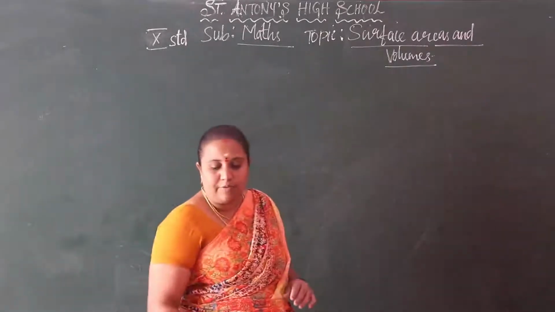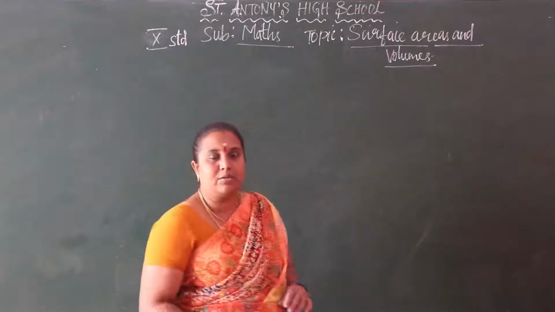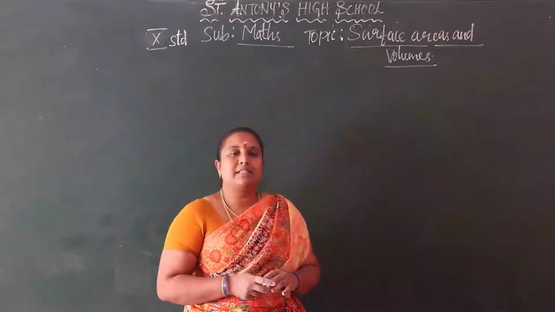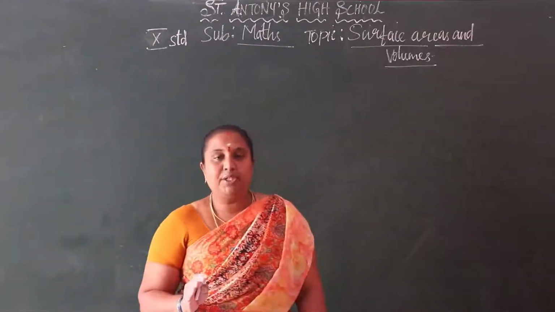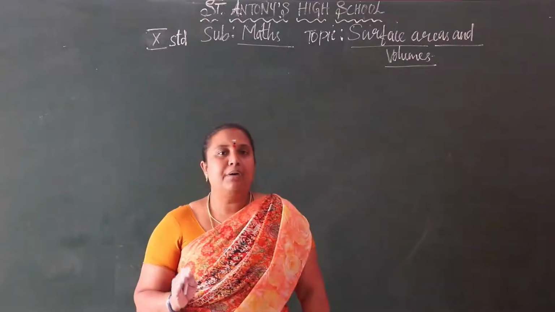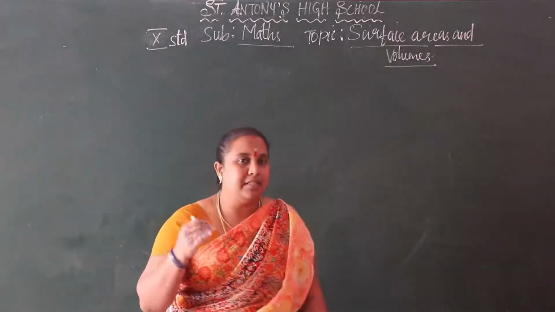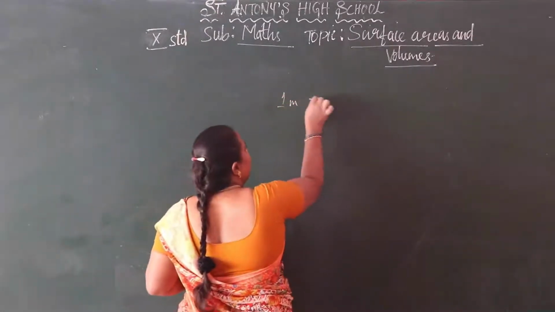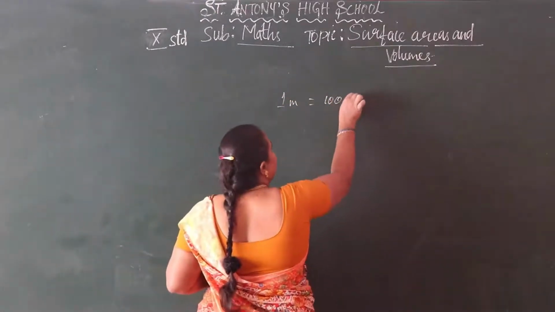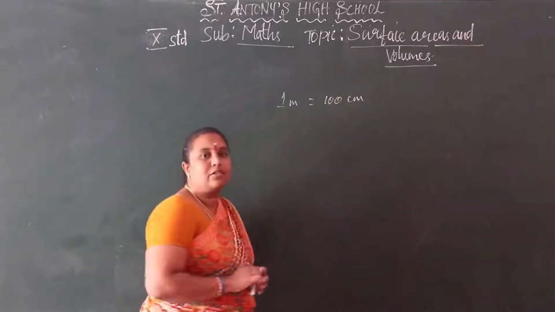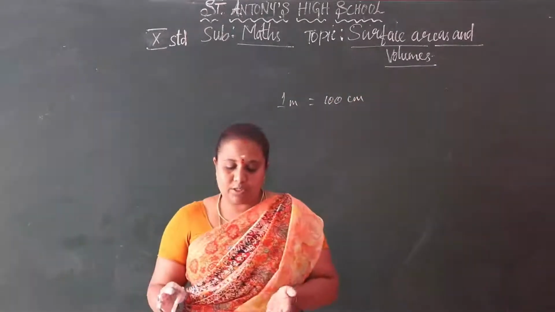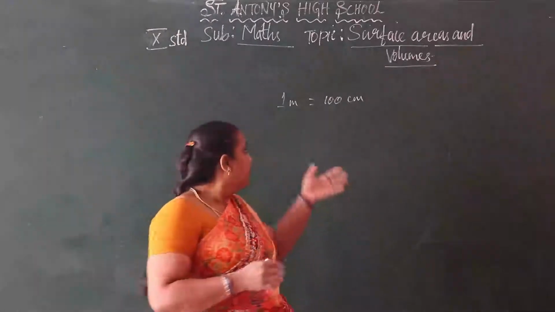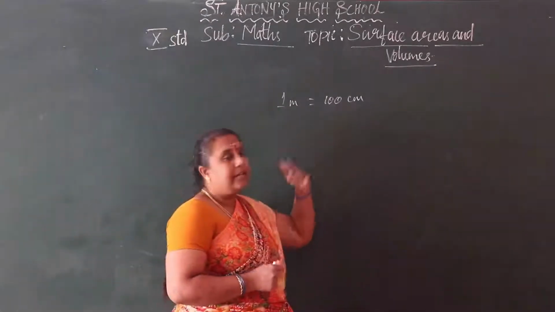See, conversions of the measurements, that is 1 meter equals 100 centimeters. This is the main first thing. So 1 meter equals 100 centimeters. Again this we have to write in the areas.